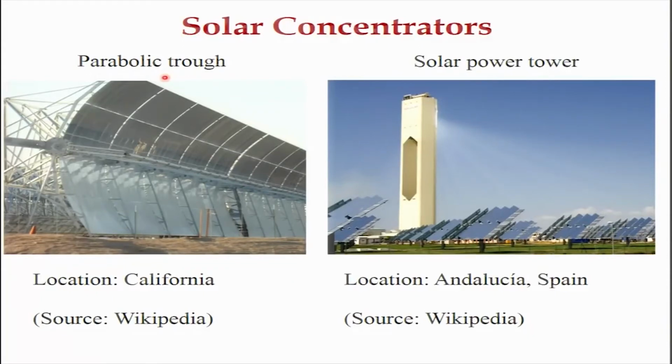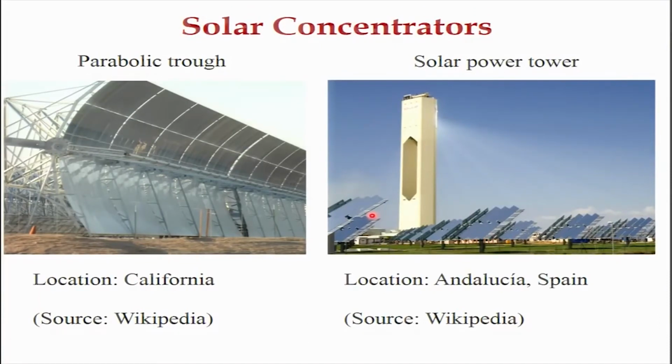Another design could be you can have a variety of these panels at various angles, and all of them are reflecting light to a particular point here. So this is a solar power tower. So you have a smaller area surface which is collecting power from these reflecting surfaces. So this is again a solar concentration kind of technology.